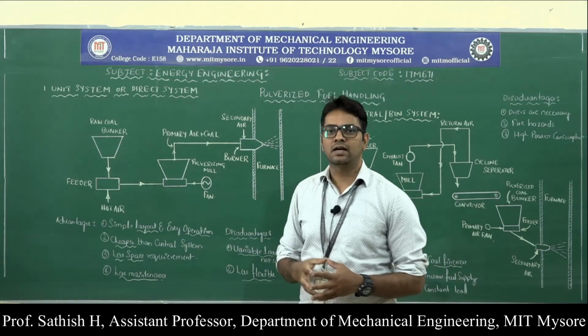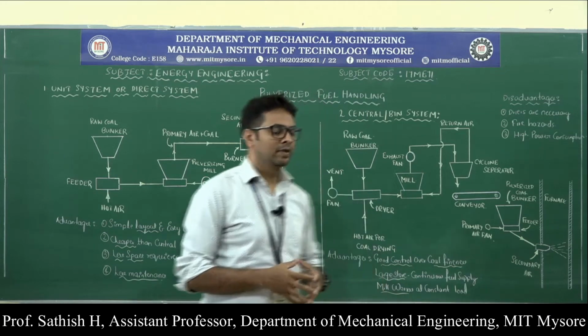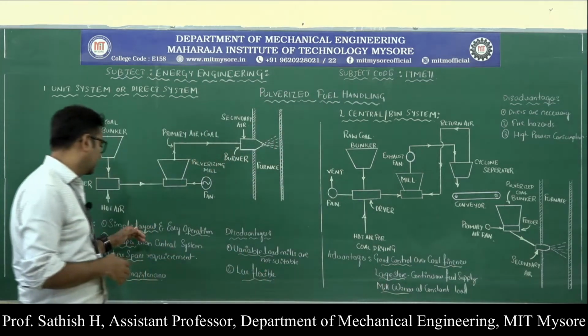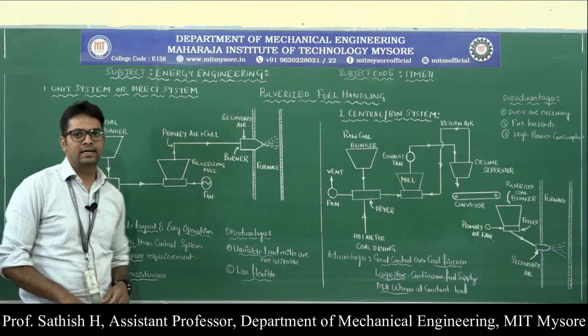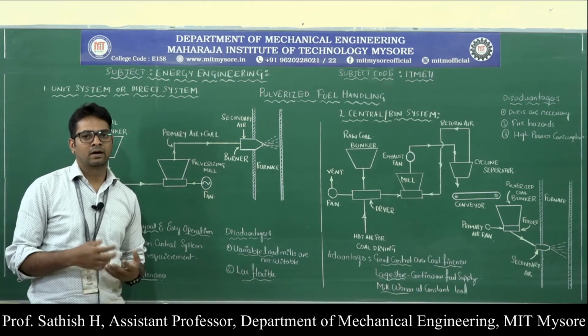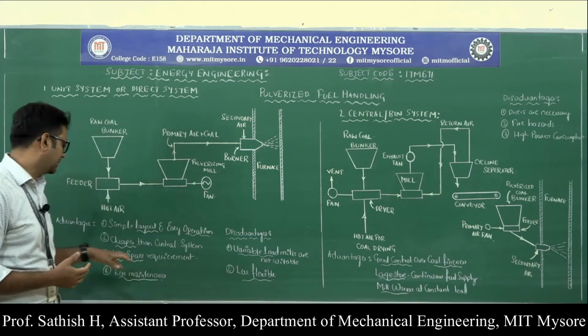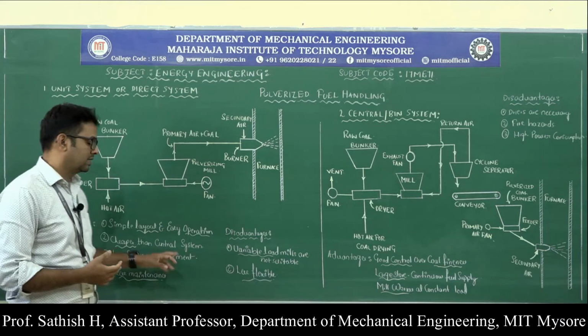Now let us discuss some of the advantages and disadvantages of this unit system. One of the advantages is its simple layout and easy operation. It is very simple in construction, and the operation difficulties are less. So it is very easy to operate and cheaper than the central system.